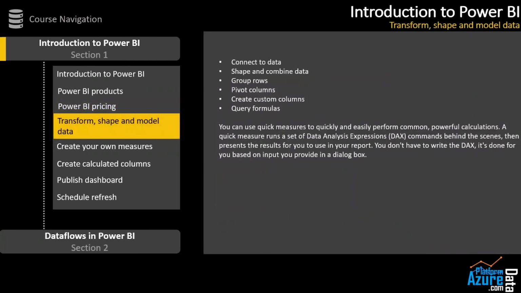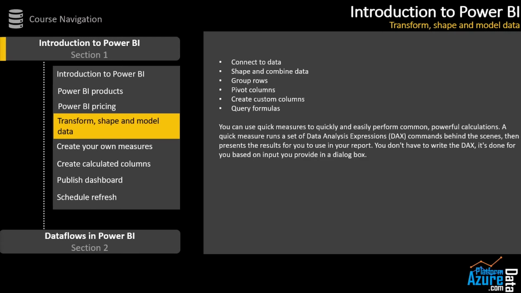So next one is transform, shape, and model data. Here we are mainly going to talk about Power BI Desktop. What all things we are going to do here. You can connect to the data, you can shape and combine the data. So basically, if you have data from various sources, you can combine all those data, and then you can merge that data to create maybe a new table altogether.